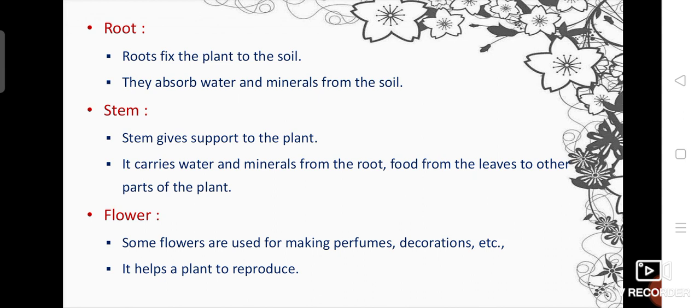Okay. Next one, flower. Some flowers are used for making perfumes, decorations, etc. For any festival, we decorate our home with flowers, isn't it? And perfumes also, because flowers give good fragrance, so they are used to prepare perfumes. So you can easily remember. Second one, it helps a plant to reproduce. From the flowers only, the new plant, the next generation, will be formed. So reproduction is all done by the flowers.